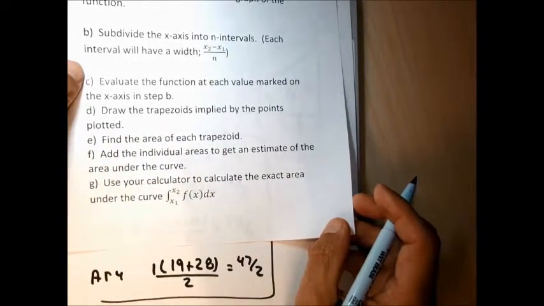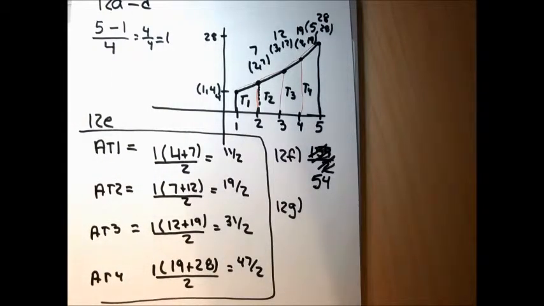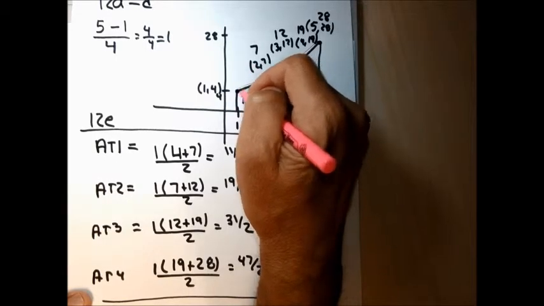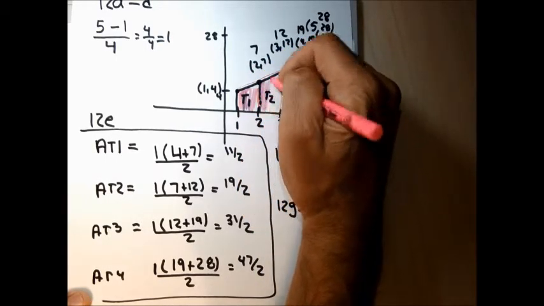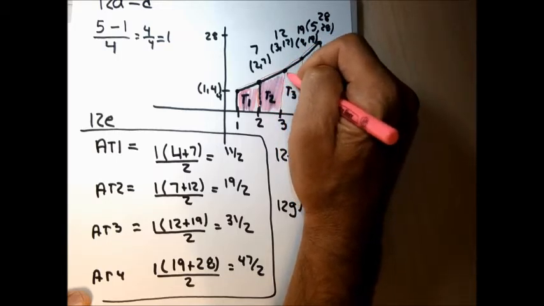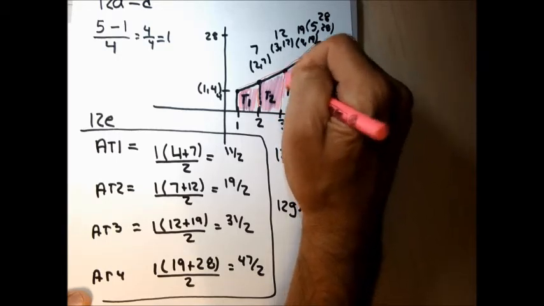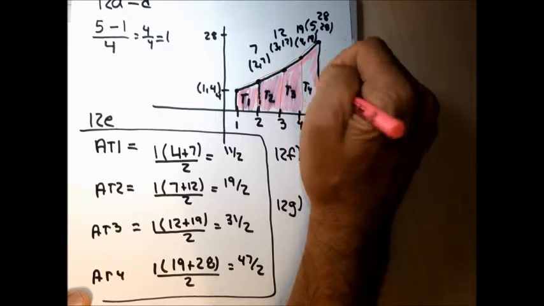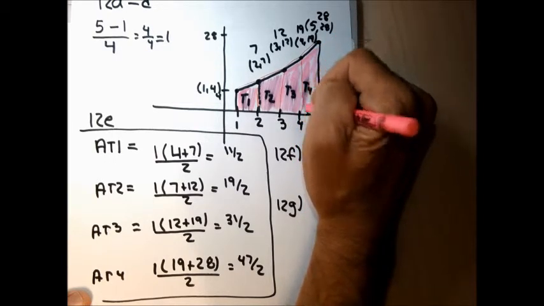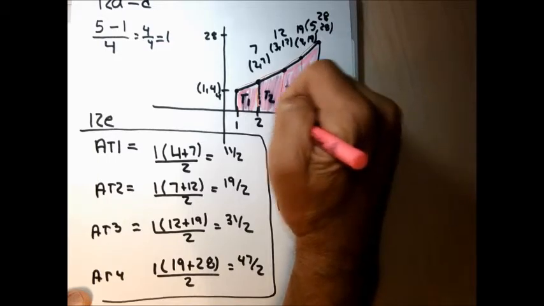Now I'll move on to 12G and do the exact area. And we've done a ton of those, so I'll do that in a second. So the exact area, and my area has to be a little bit higher than the exact area, because you notice the trapezoids that I drew go slightly above the graph that I can find the exact area for on my calculator.